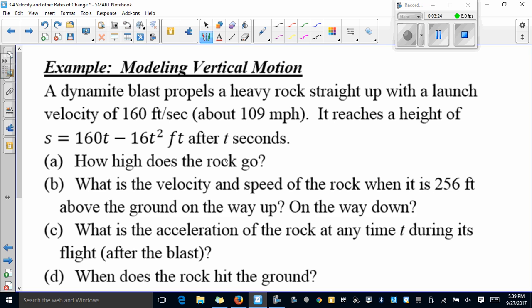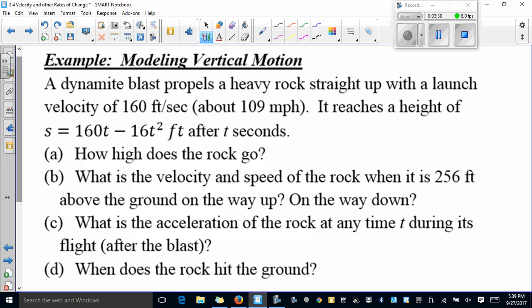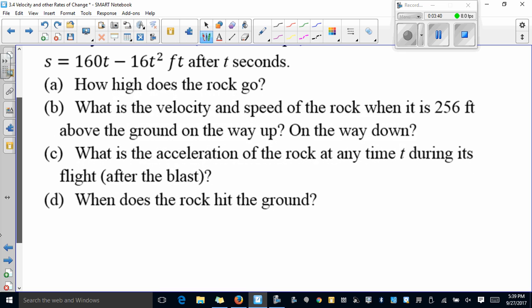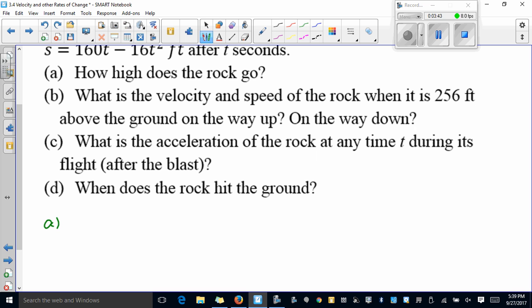Okay, well, let's find out how high the rock goes. What we're looking for really is like a max or a min. In algebra, we would kind of play with that, but in calculus, we don't have to. In part A, what we need is when is the velocity equal to 0? That's going to give us the time at which it hit its height, because that's when we're going to get a horizontal tangent, or in other words, this is when it changes from going up to coming back down. So we take our derivative.